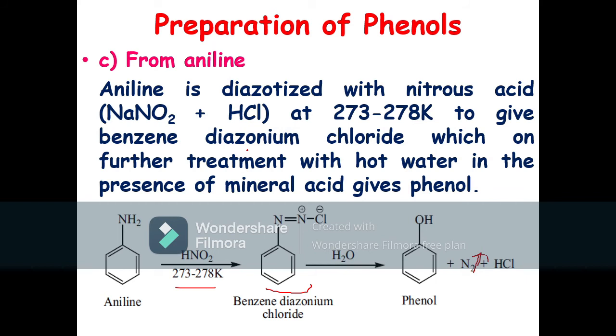So do you understand, student? Third method, we can prepare phenol from aniline. Aniline is diazotized, or treated with nitrous acid. It gives benzene diazonium chloride. This benzene diazonium chloride on treatment with hot water gives phenol.